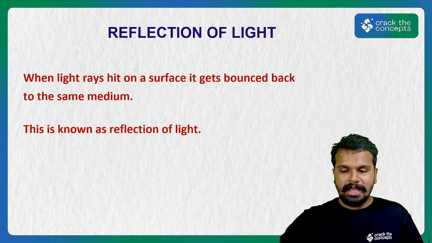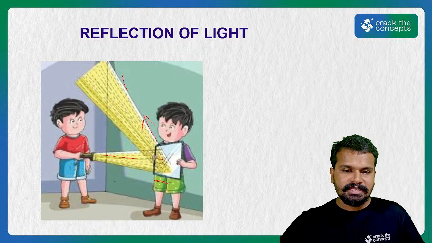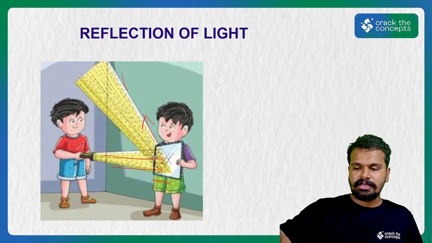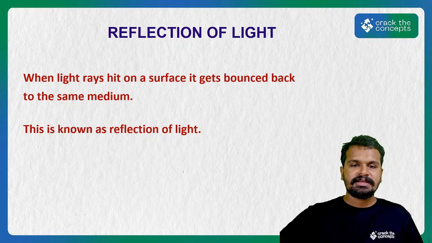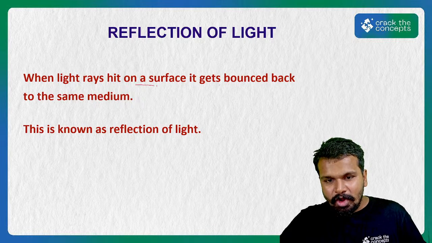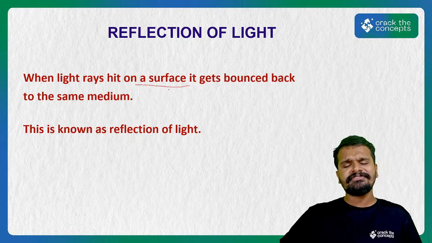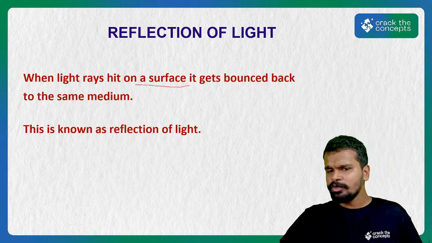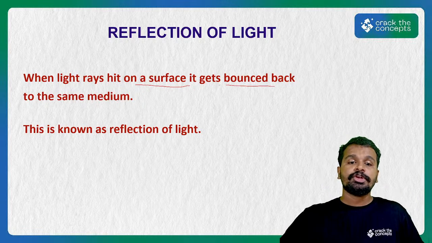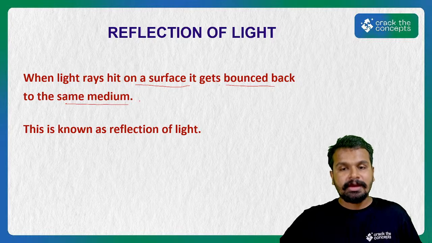Okay, what happens when light is incident on a plane mirror? Here we take glass as one of the mediums. When light rays hit a surface, that surface can be rough or smooth. The light gets bounced back to the same medium.